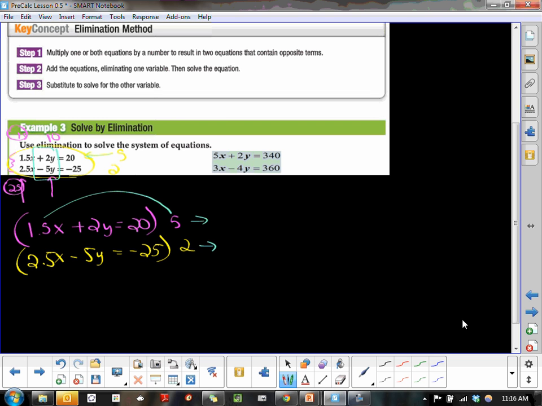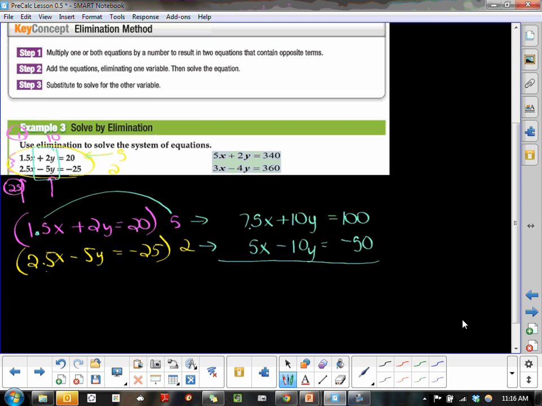So, performing this, we've got 5 times 1.5, so it's 7.5x. And then 5 times 2 is 10, so we've got 10y. And 20 times 5 is 100. On the bottom, we've got 2 times 2.5, that's 5x. Then we've got negative 5 times 2, which is negative 10y. And then we've got 2 times negative 25, which is negative 50.